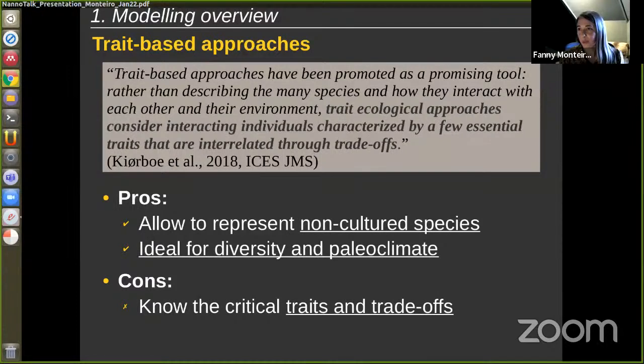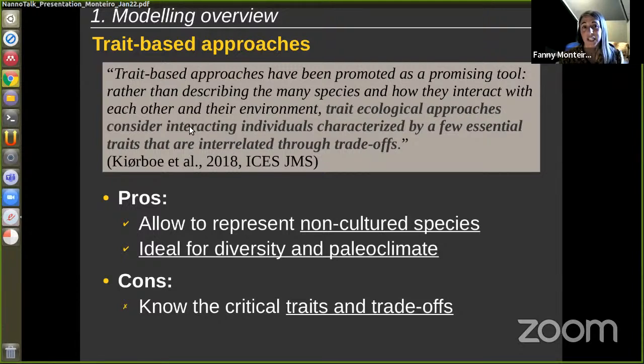And so to go a bit more in depth with the trait-based approach, there's been a review by Thomas Kiørboe in 2018. I really recommend that paper if you want to know more about this approach, where he says that this trait-based approach was really developed for many years now for land ecology, but it's coming on in the last 15 years or so for marine ecology. And he claims it's a very promising tool. And the way he defined the trait ecological approaches is by considering interacting individuals characterized by a few essential traits that are interrelated through trade-offs.